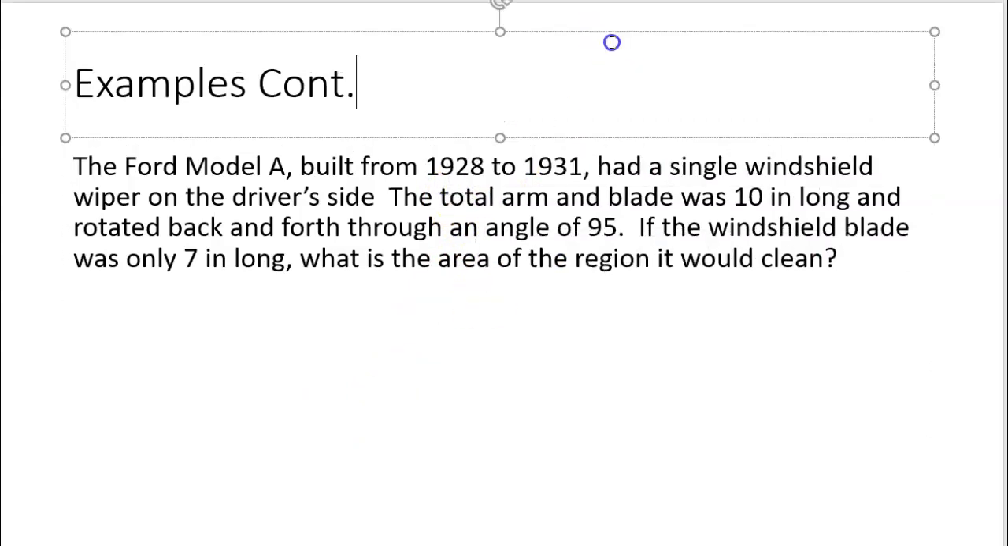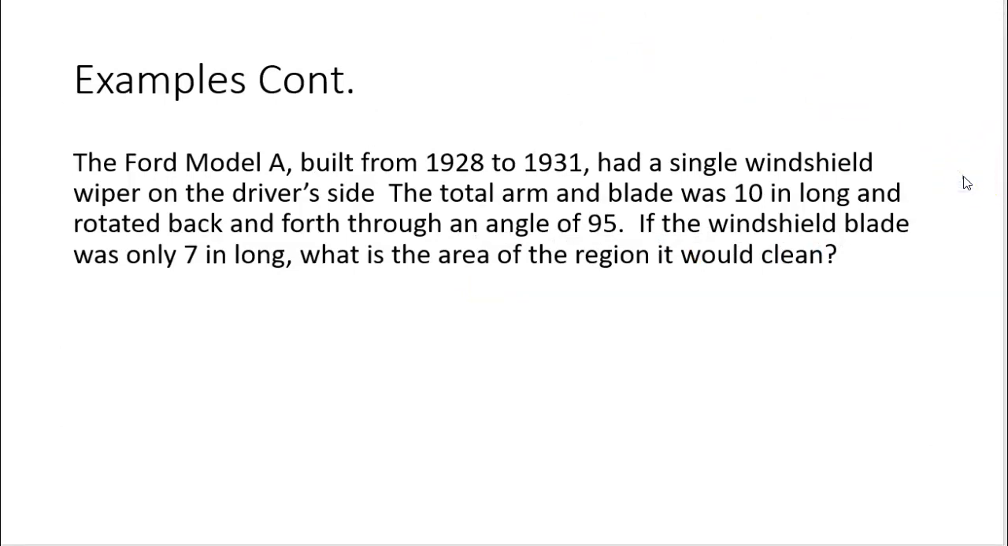The total arm and blade was 10 inches long and rotated back and forth through an angle of 95. Oh, I forgot the degree symbol. So 95 degrees. If the windshield blade was only 7 inches long, what was the area of the region it would clean? Okay, so let's draw a lovely picture.